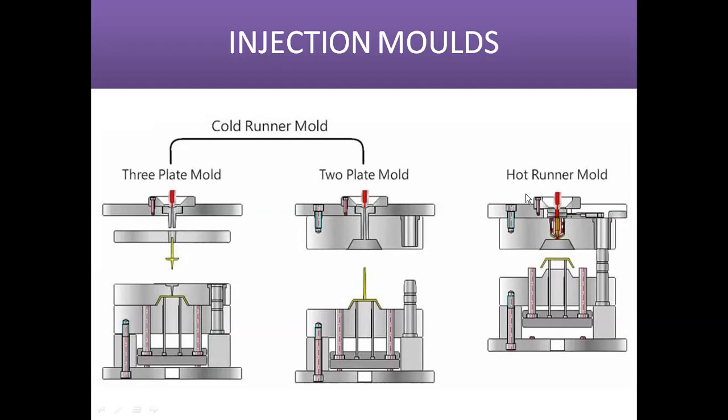Okay. Next is the hot runner mold. So this is the cold runner mold and this one is called the hot runner mold. Now why is it called the cold runner mold? Because in the cold runner mold, the runner and sprue will be solidified. But in the hot runner mold, the runner and sprue are not solidified. That's why it is called the hot runner mold. In this case, the material in the passage of the sprue and runner will always be in the molten state. That's why it is called the hot runner mold.